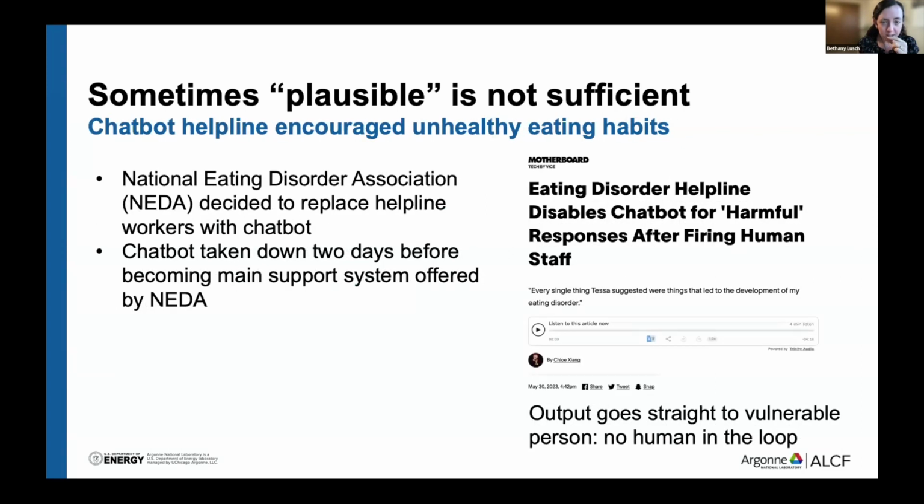And then another one was the National Eating Disorder Association decided to replace their helpline workers with a chatbot. The workers decided to unionize, and so the association said they would lay them all off. And the chatbot was taken down before it became the main source of help because it was giving harmful advice. So this is a case where the output of the chatbot is going straight to vulnerable people with no human checking that it's reasonable.